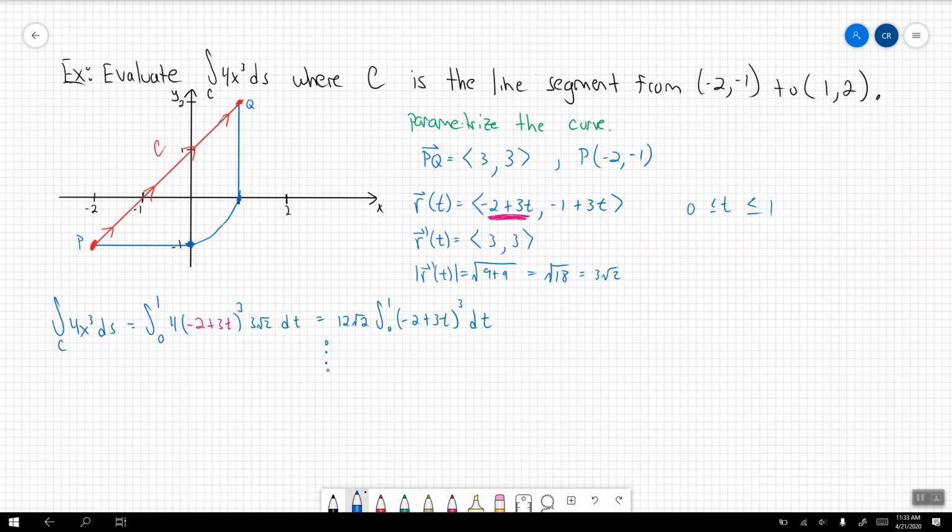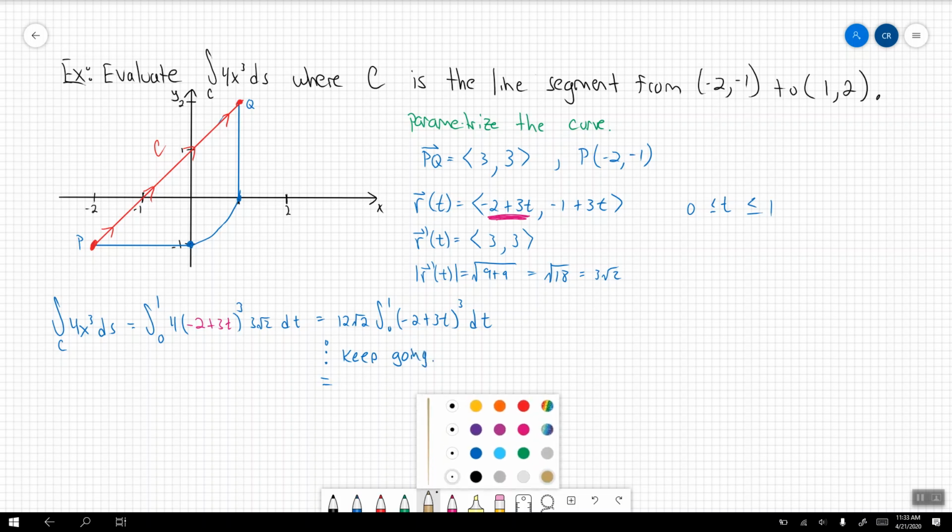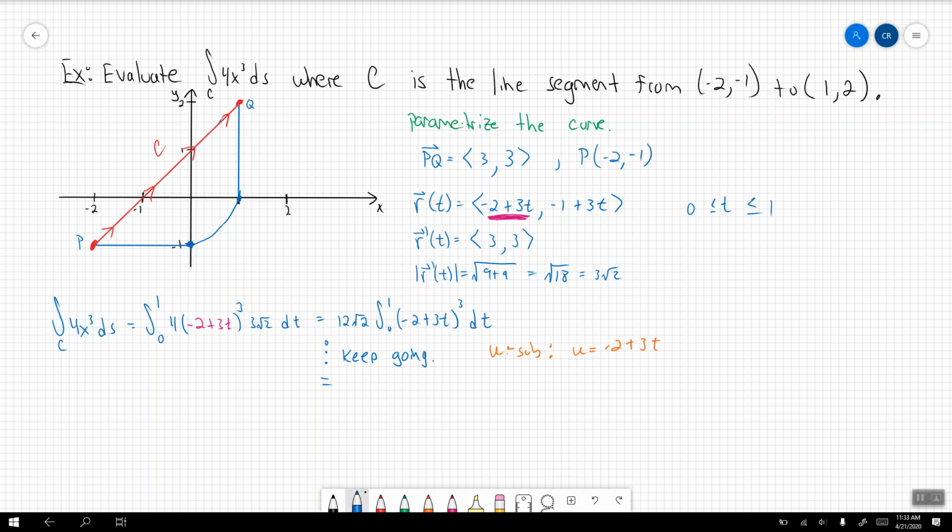So from here, I want you all to keep going with a u sub. If you want to, go ahead and pause the video and then carry on those calculations. You can do a u sub, where that u sub is -2 plus 3t, and you should be able to take over the rest. All right, and I will give you the answer: -15 times root 2. All right, so that's going to be the answer to it.